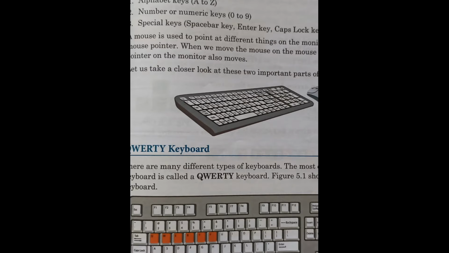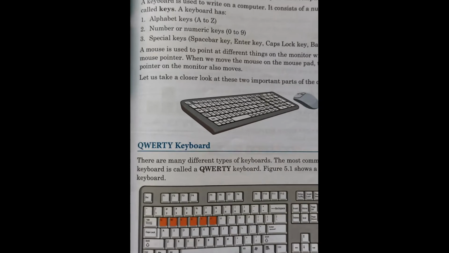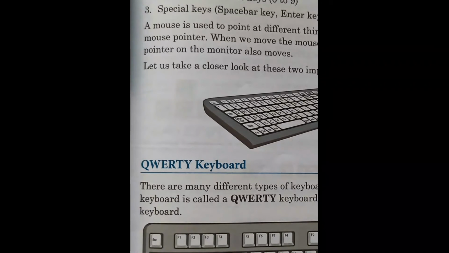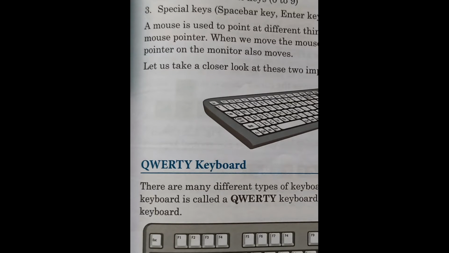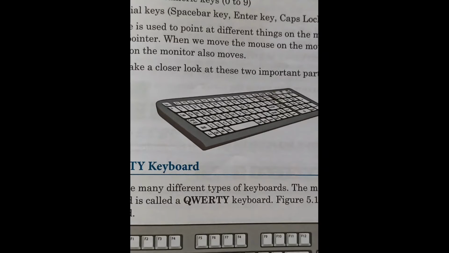A keyboard has, number 1, alphabet keys, that is A to Z. Number 2, numeric keys 0 to 9. And number 3, special keys, that is space bar key, enter key, caps lock key, backspace key.